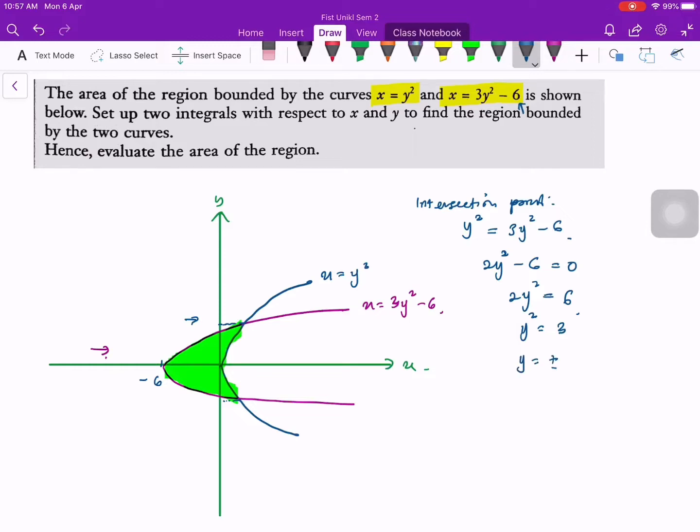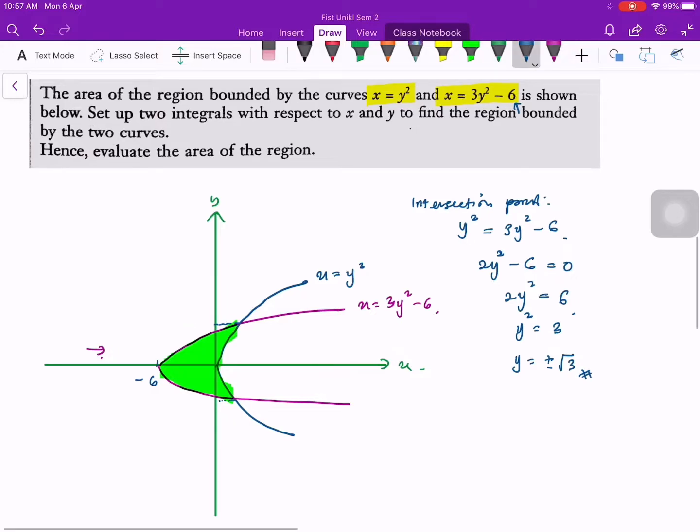Therefore you're going to have plus minus root 3 as a y-intercept. So this is actually root 3 on the positive, and on the negative of y we're supposed to have negative root 3. Okay, so here is the point of intersection. Then of course we are going to do the integrations.